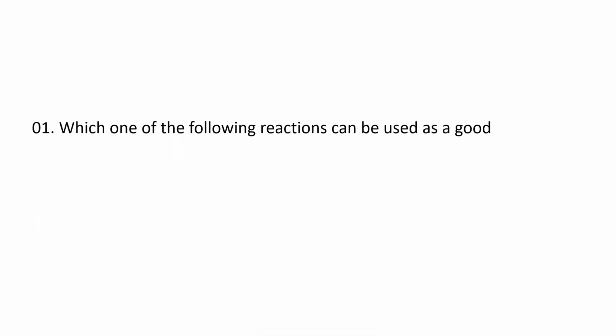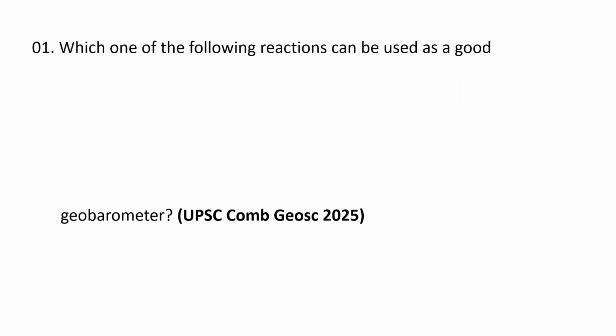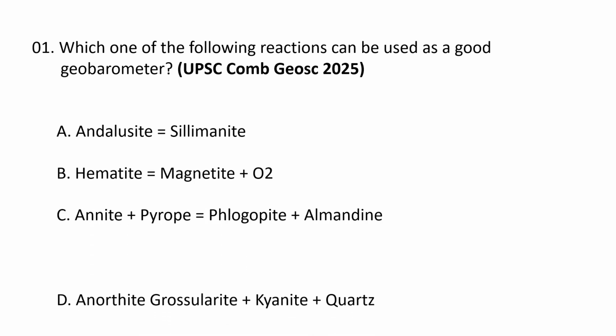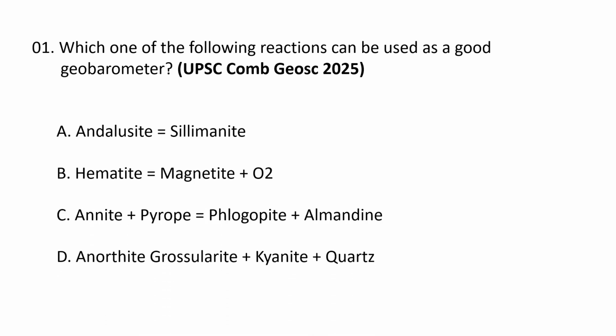First question. Which one of the following reactions can be used as a good geobarometer? The options are A. Andalusite, sillimanite, B. Hematite, magnetite, oxygen, C. Annite, pyrope, phlogopite and almandine, D. Anorthite, grossularite, kyanite and quartz.